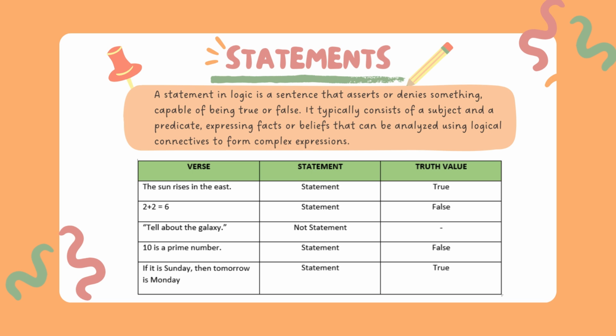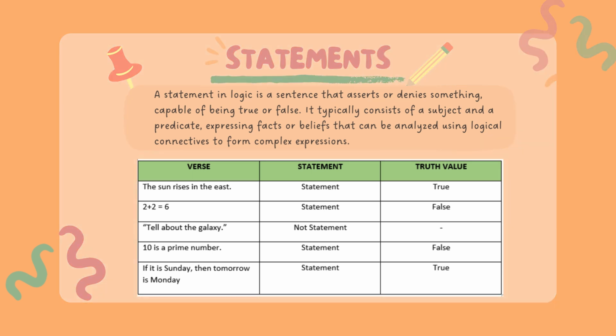For example, we have a verse of "The sun rises in the east," which is a statement with a truth value of true. Next, we have 2 plus 2 equals 6, which is also a statement, but the truth value is false. And then we have a dialogue of saying, "Tell about the galaxy," which is not a statement, thus does not have a truth value. And then we have 10 is a prime number, which is a statement, but the truth value is false. And lastly, we have "If it is Sunday, then tomorrow is Monday," which is a statement and the truth value is true.